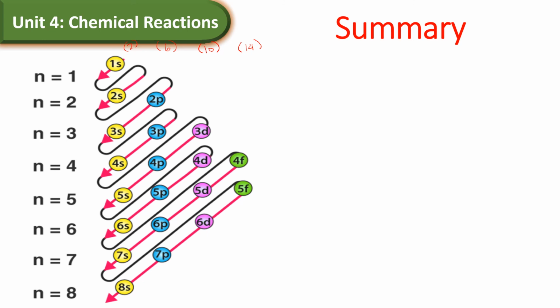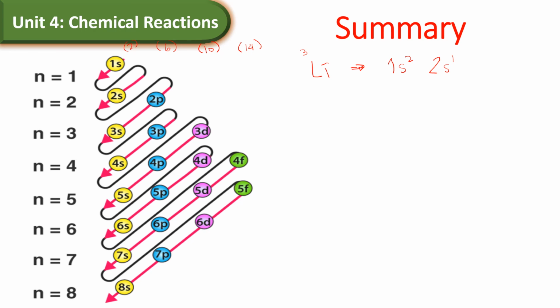For example, your element lithium. Lithium has an atomic number of 3. So you can simply write it like this. We begin with 1s2 and 2s1. Basically, you just have to follow the line.